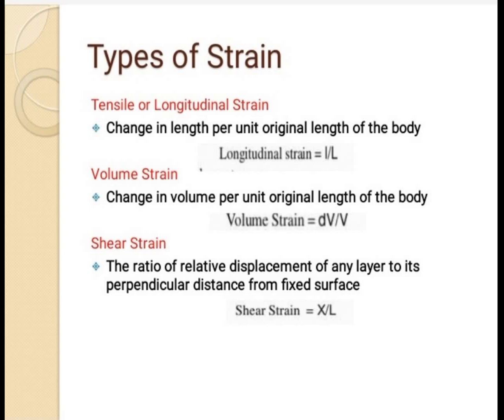Volume strain. Change in volume of the body per unit original volume of the body is known as volume strain. Volume strain is equal to dV by V, where dV is the change in volume and V is the original volume of the body. Shear strain. The ratio of relative displacement of any layer to its perpendicular distance from the fixed surface is known as shear strain. Shear strain is equal to X by L.